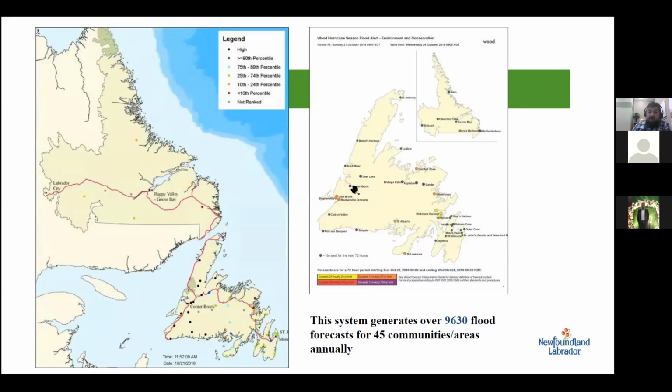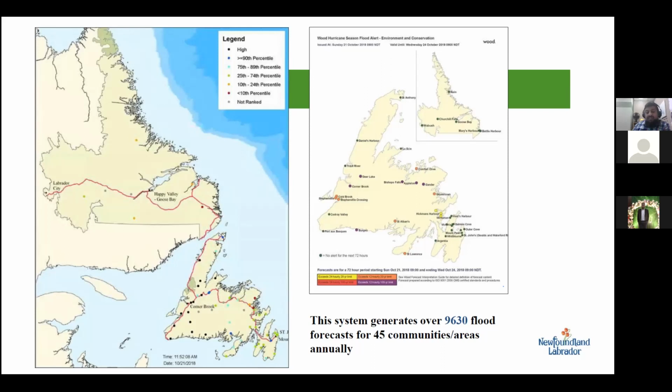So for example, if you have an alert for Corner Brook and you see Corner Brook is black, that means the flows are already in the high. That means they have less room for storage in the water system, so the chances of flooding go up. If you have a flooding precipitation alert here, but your values are, let's say, green, which means you're in the 25th to 74th percentile, that means your risk of flooding is less.